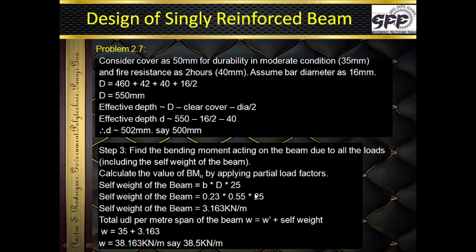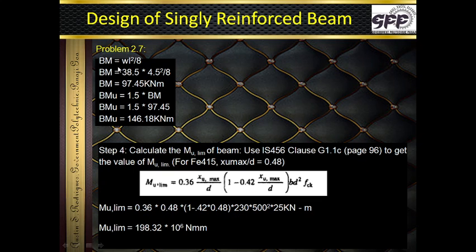Having got the value of W, let us proceed further. Bending moment we know for a simply supported beam with UDL is WL squared by 8. Please note over here the loading which is given is a UDL plus the self weight also is UDL. So the total load is UDL per meter span. So bending moment is given by WL squared by 8. W is 38.5. L, the effective span, is given to be 4.5. So 4.5 square by 8. So bending moment comes equal to 97.45 kilonewton meter.